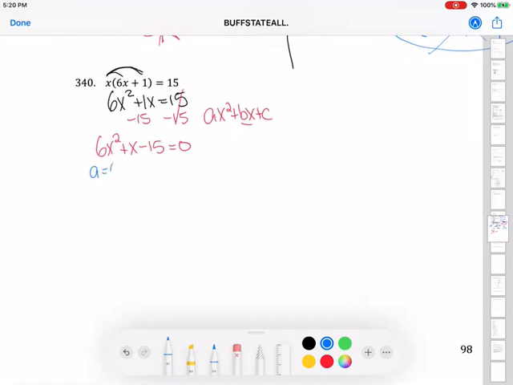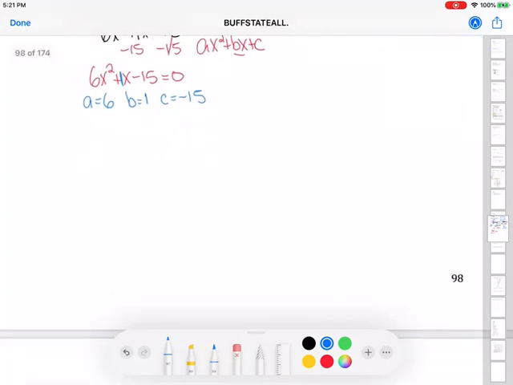So I'm going to go over it now. A is equal to 6 because that's the number in front of x squared. B is the number in front of x, which in this case is a 1. And c is the number by itself, which is a negative 15. Okay, so a, b, and c, I'm good to go. I plug it into my quadratic formula, which starts with x equals negative.